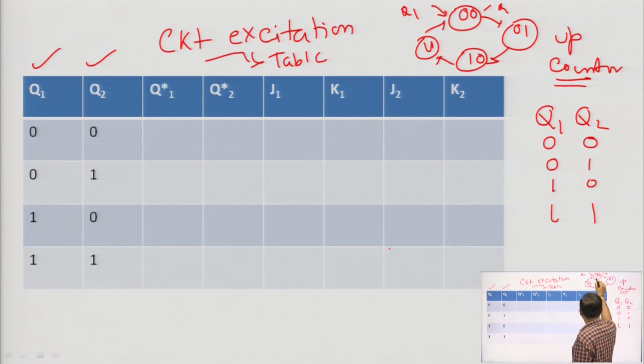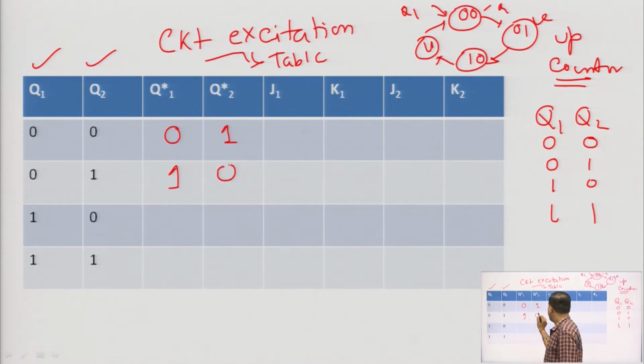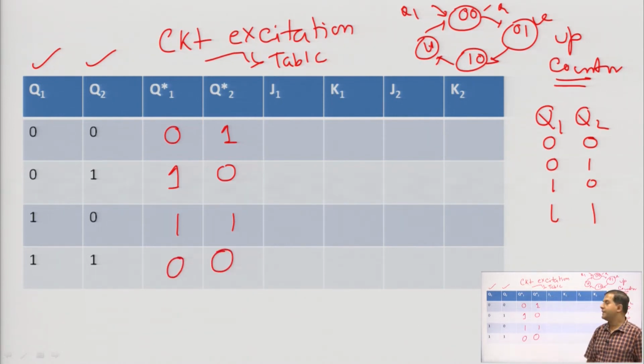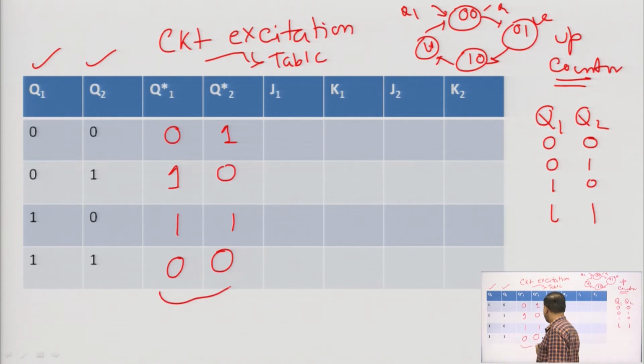So, 0 0 is the present state, next state is 0 1. So, here it will be 0 1, okay. Then what is the next state for 0 1? Next state is 1 0. Then for 1 0 the next state is 1 1, and the next state of 1 1 is 0 0. Is it clear to all of you? This is nothing but the next states.